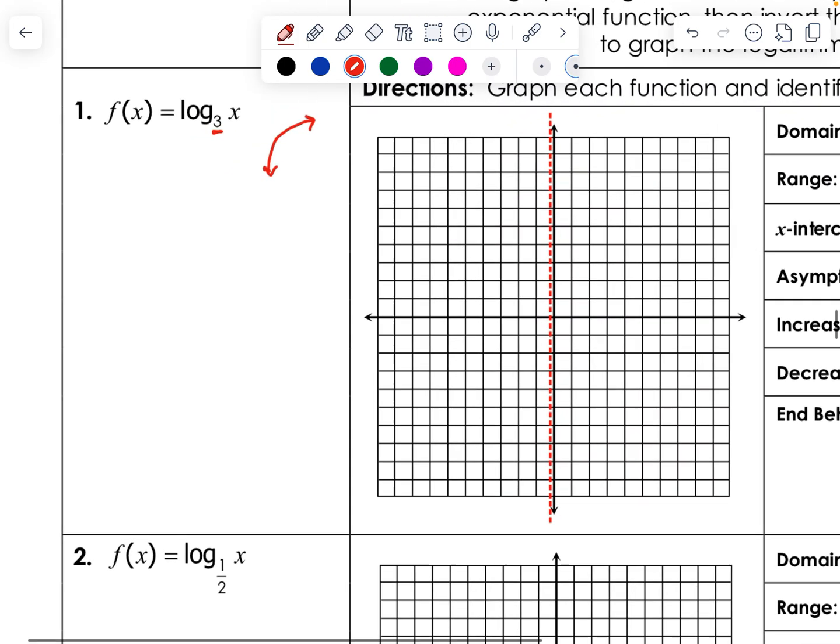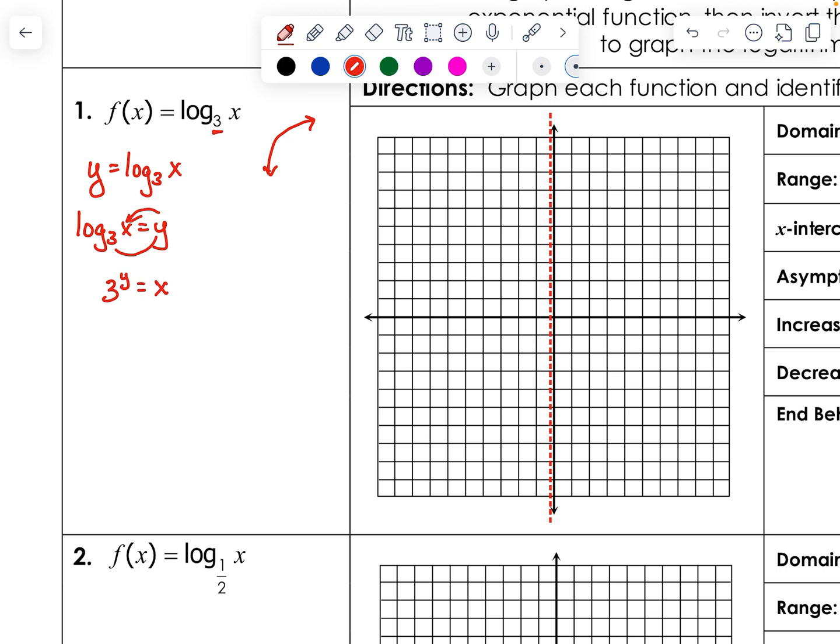Now, graphing this one is a little bit different than when we graph the others. So I can write this as y equals log base 3 of x. Now, what I'm going to do is switch these two and make it log base 3 of x equals y. So I didn't change anything. I just switched the side of the equal signs they were on. So I'm going to do the swirl. So 3 to y equals x.